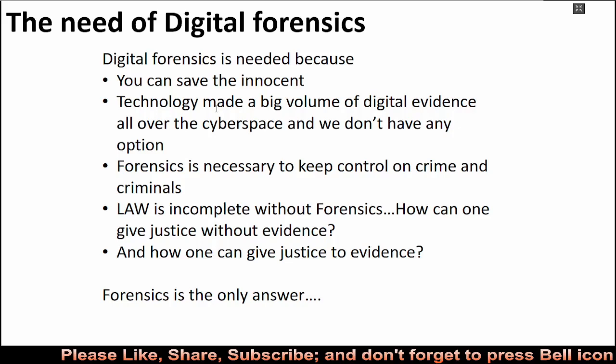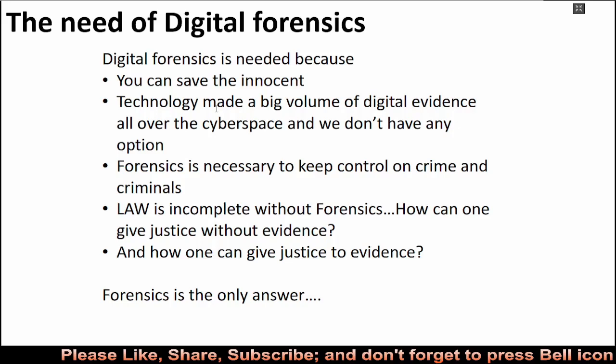Now, if you go back 75 years or so, then came eyewitnessing and other things, circumstantial evidence and so on. And with the 2000s, around 20 years back, digital evidence in the country made things very difficult for criminals to commit crime.